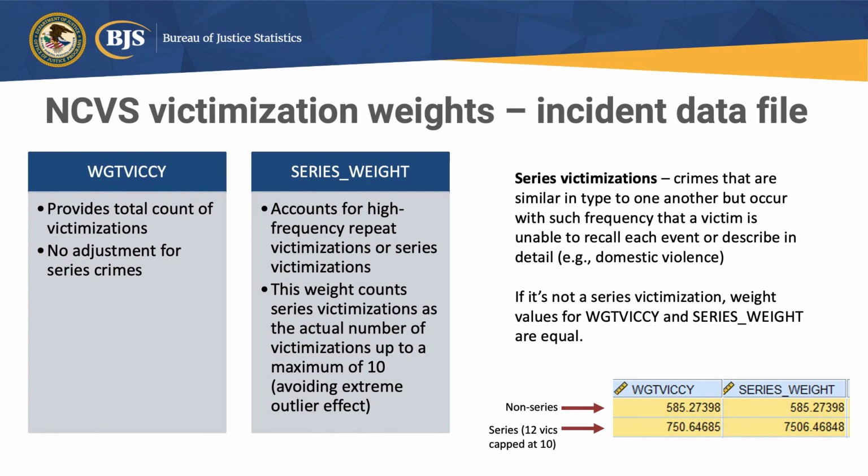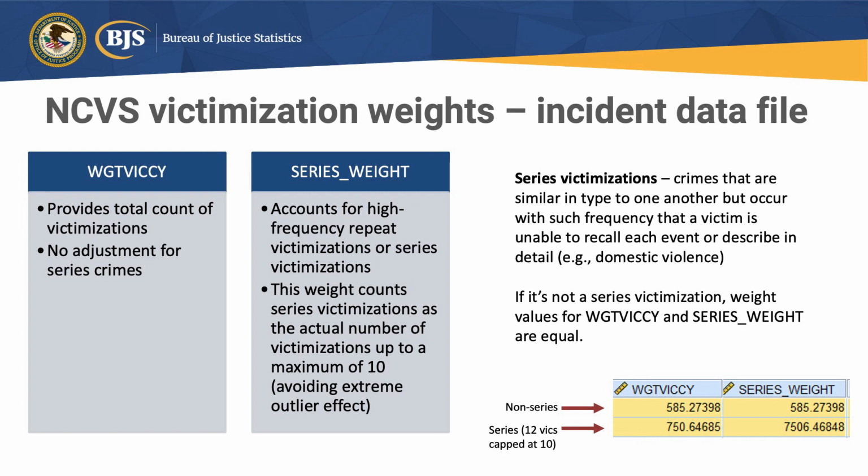So there are 2 victimization weights in the incident data file: weight VICY and series_weight. Weight VICY provides a total count of victimizations, but does not account for series crimes. Series crimes are crimes that are similar in type to one another, but occur with such frequency that a victim is unable to recall each event or describe each event in detail. For example, intimate partner violence or domestic violence, which unfortunately can occur multiple times in a short period of time, and a victim may not be able to describe each event separately.